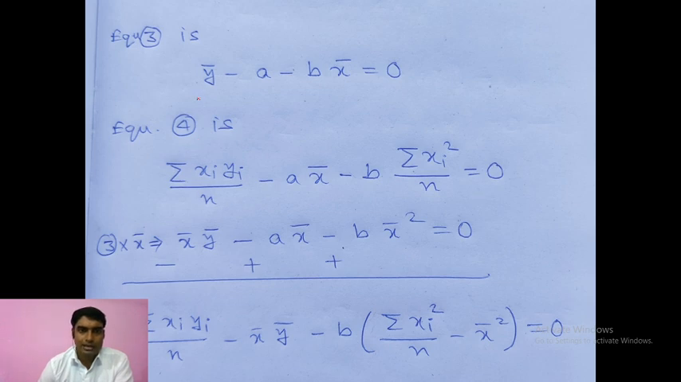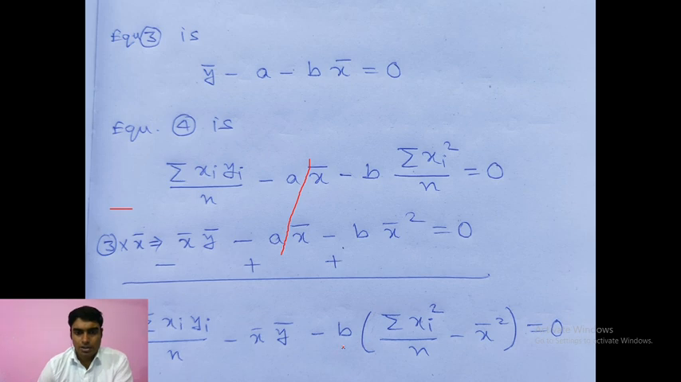Now I am multiplying this equation by x bar, so I am getting x bar y bar minus a x bar minus b x bar square equals 0. Now I will take the difference between these two. This is negative and this is negative, so it will be positive, and here it will be positive, right? Taking the difference between these two, I will get minus of x bar y bar, and these two will be cancelled out, and minus of b times this one minus x bar square, because negative and negative will be positive.